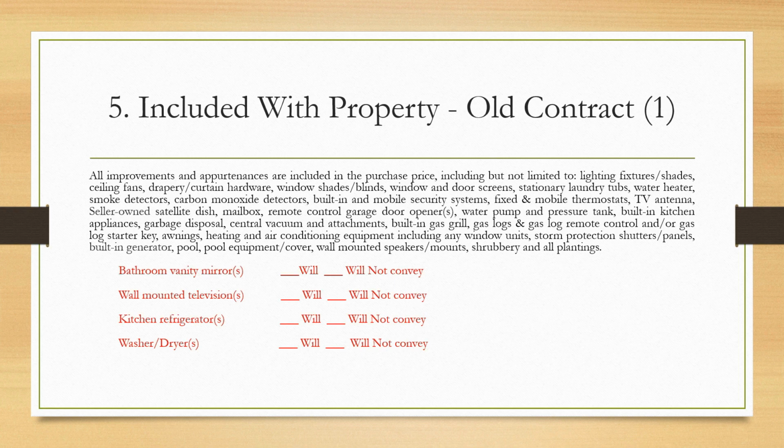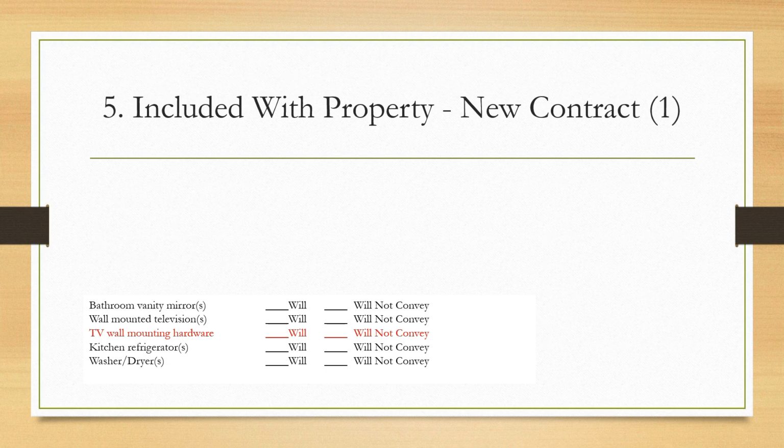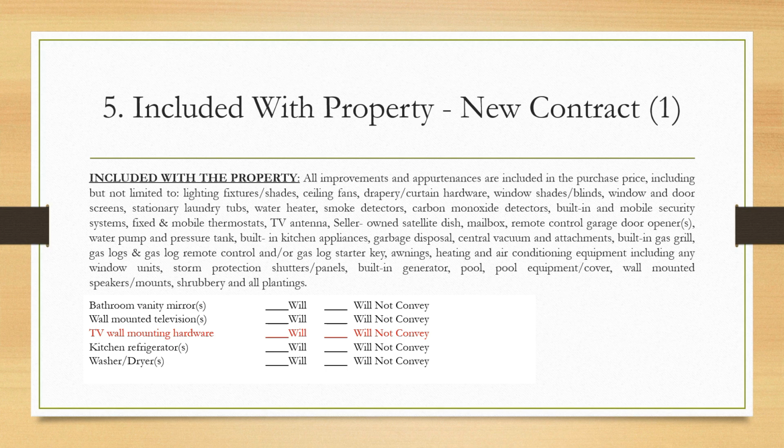Included with the property, this is the old contract. The red portion there outlines items that are sometimes negotiated as to whether they will or will not convey. We made an addition to that part to add TV wall mounting hardware as one of those items, because it was suggested that sometimes people are okay with the TV going, but they'd like to have the mounting hardware remain in place so the buyer can come in with their own TV and just hang it on the existing hardware. So we added that as a choice.